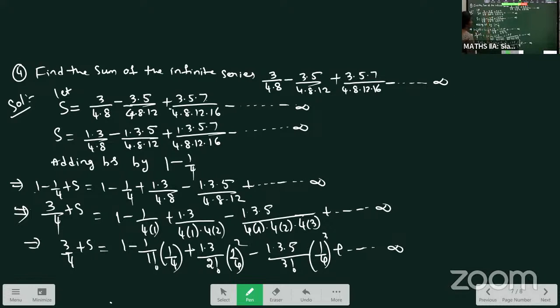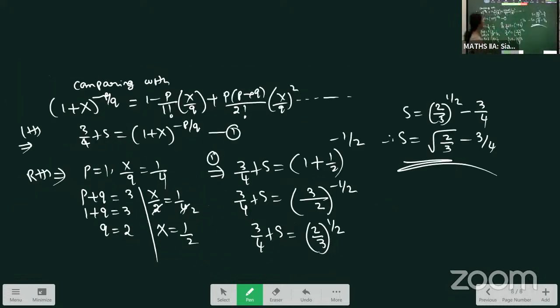So for that, what did I do? Multiplied with 1 in the numerator, so all terms became equal. Then added the shortage term, that is 1 minus 1 by 4, on both sides. Simplified and compared to the infinite series formula. Taken the values of LHS and RHS. Substituted P, Q and capital X values in equation 1. So we got the sum S as under root 2 by 3 minus 3 by 4.